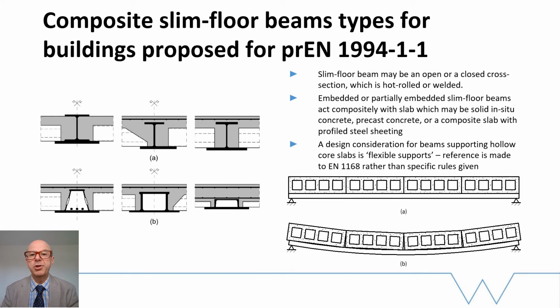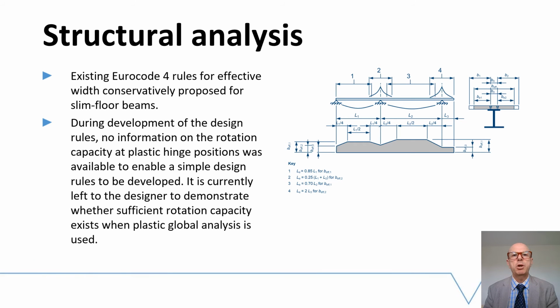And a special design consideration for slim floor beams is when they support a special type of precast unit known as hollow core slabs. In this situation, they can be susceptible to flexible supports, which results in a reduction to the shear resistance of the slab from the development of transversal shear stresses. Instead of providing specific rules for this particular case, reference is made to a product standard EN 1168, which looks after hollow core units. It has been shown that slabs that possess a significant bending stiffness provide a much larger effective width than for traditional downstand composite beams.